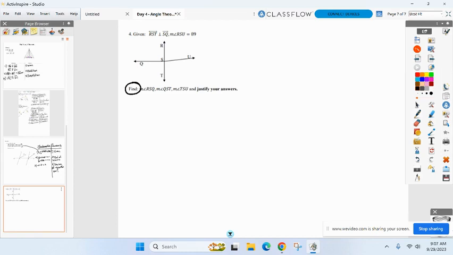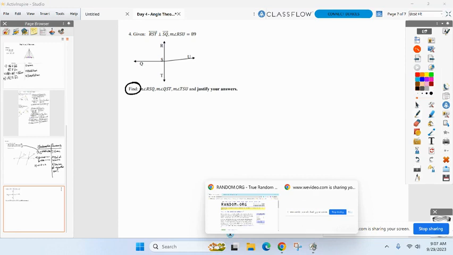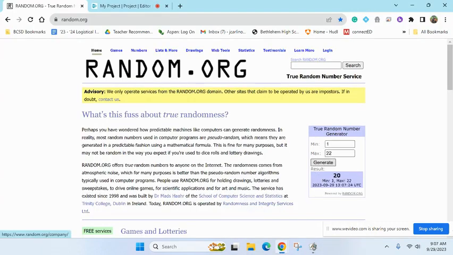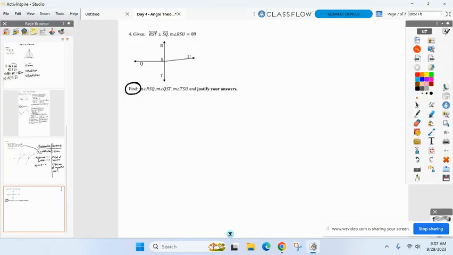Line RST is perpendicular to ray SQ. Using those two, what are you marking on your diagram? If RST is perpendicular to SQ, what are we marking on the diagram? Brendan, what are you marking? Love it. Good man. And it also says that angle RSU measures 89 degrees. Find. I don't need statements, reasons. Here we go. Find the measure of angle RSQ.